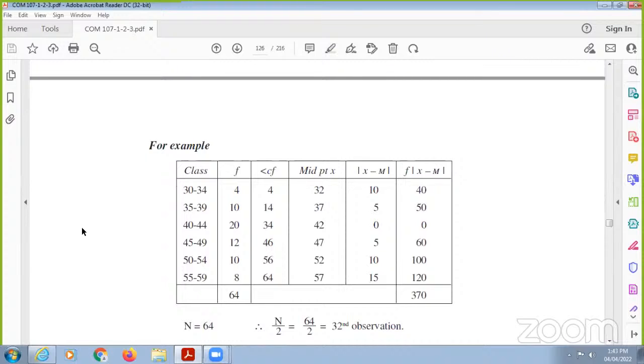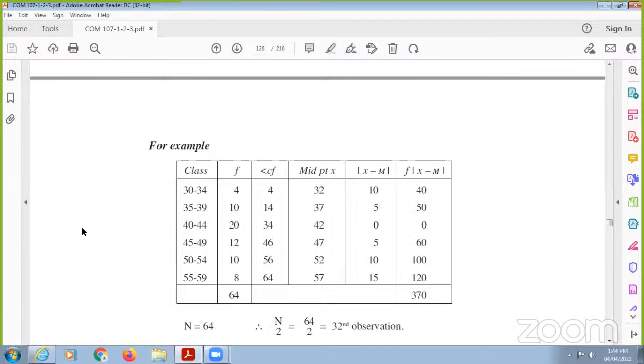Now in the fourth column, you will find the midpoint here. Difference between 30 to 34, that is 4 difference. That means you have to add 30 plus 2, that means 32. 35 plus 2, 37, 40 plus 2, 42, 45 plus 2, 47, 50 plus 2, 52, and 55 plus 2, 57 here. Now the x minus m, that means here first is 10, second is 5, third is 0. Then this 42 is taken as a midpoint, median here.